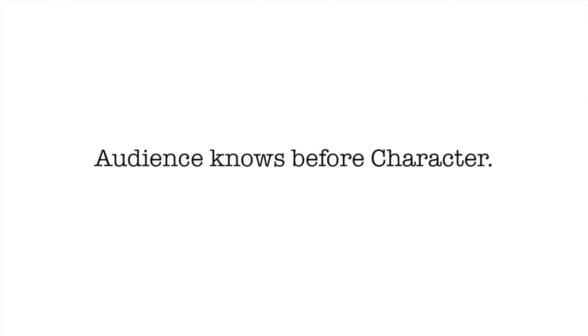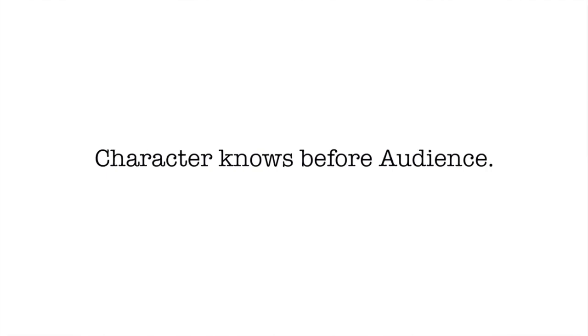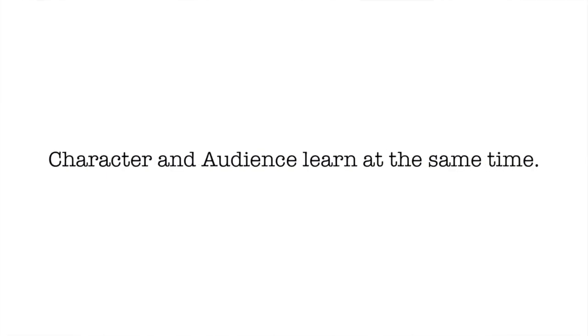Personally, I always try to include at least one fact in each of these categories. The audience knows the fact before the character. The character knows the fact before the audience. The character and the audience learn the fact at the same time. So, what conflicts over facts can fuel development in your characters?